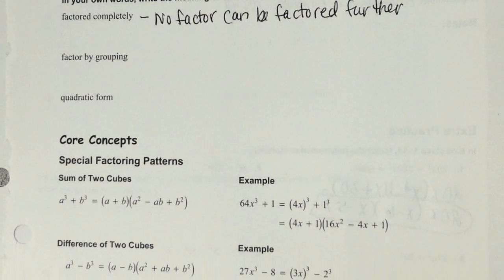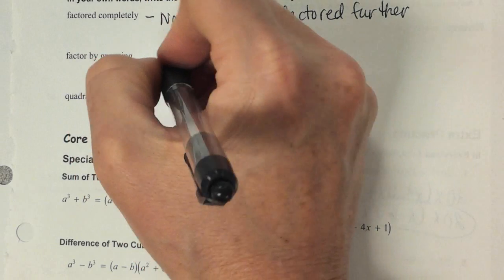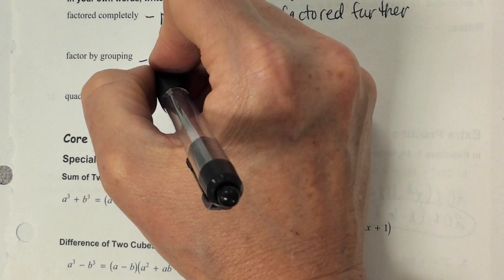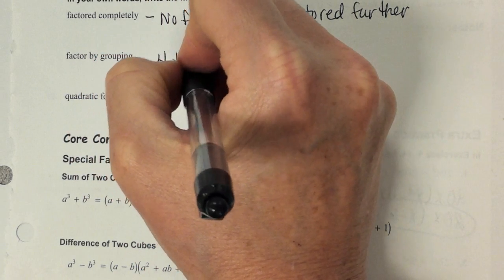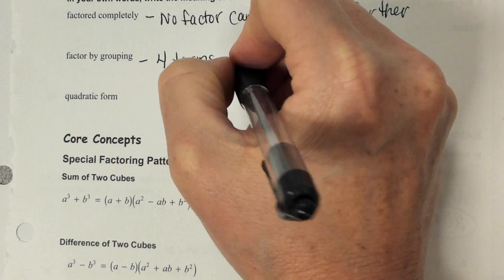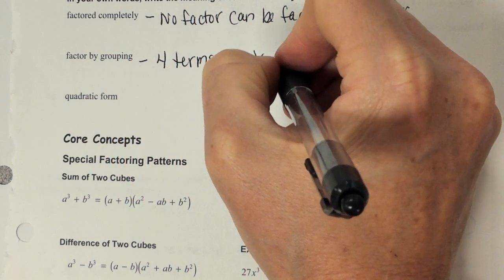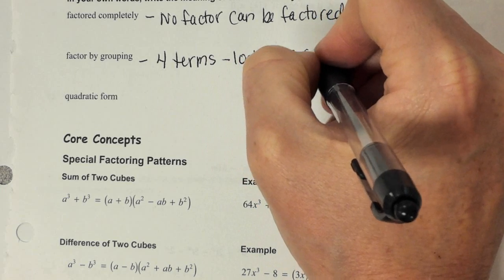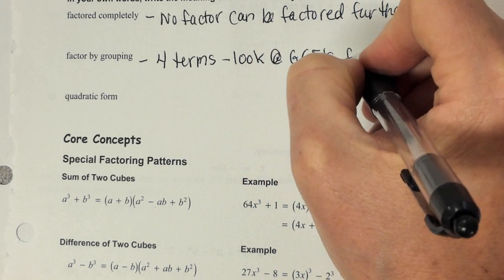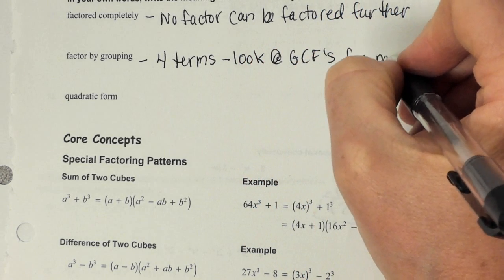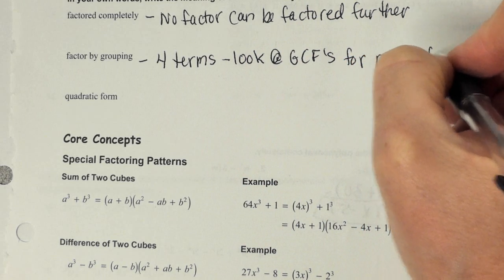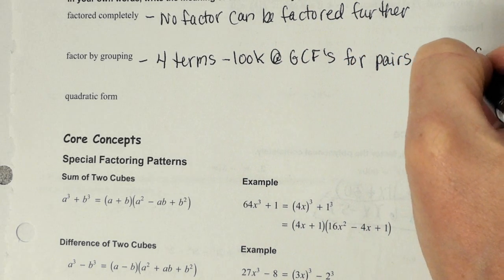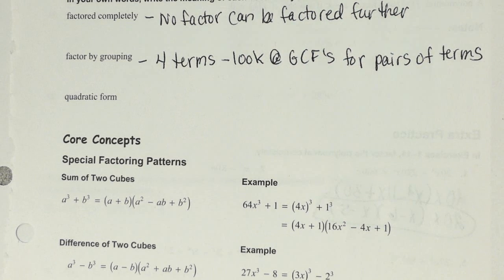Factor by grouping. This is going to be new for you. This is going to be when we have 4 terms. We're going to look at GCFs for pairs of terms. And that'll make more sense as we try one of those.